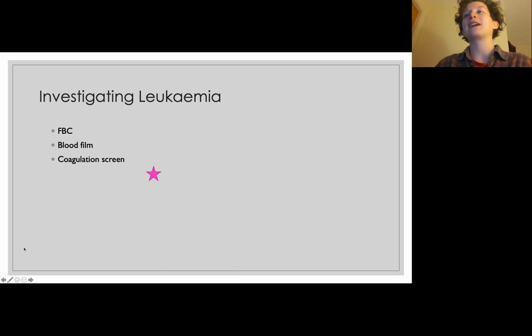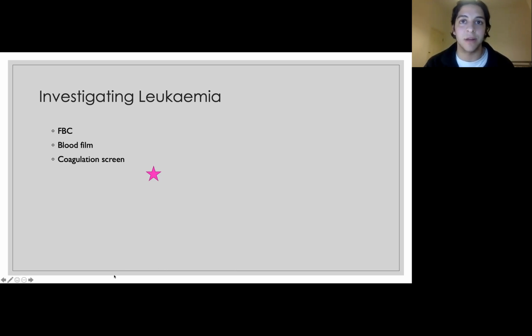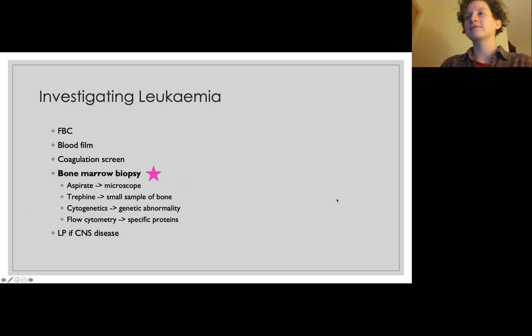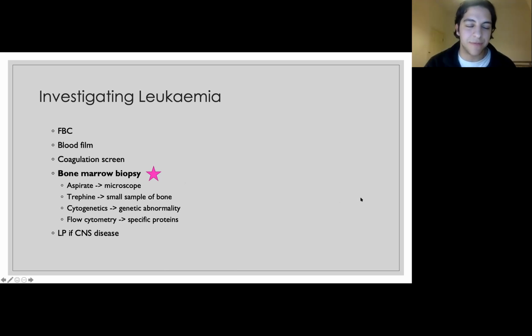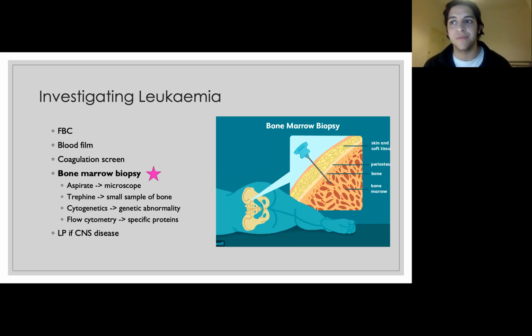Bone marrow biopsy. Yeah, that's perfect. Bone marrow biopsy is the gold standard investigation. And there are different aspects of it, which I don't think are very important for exams, but it's essentially sampling the bone, testing it for genetic abnormalities and specific proteins. You can also do an LP if there's CNS disease suspected. So that's just an example of the bone marrow biopsy. It's quite painful for patients, so it's not a very pleasant experience. And it's normally done along the iliac crest with the patient on their side like that. Okay. So that's investigating leukemia.